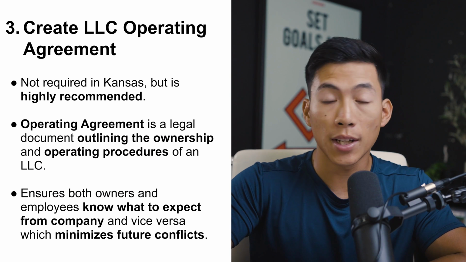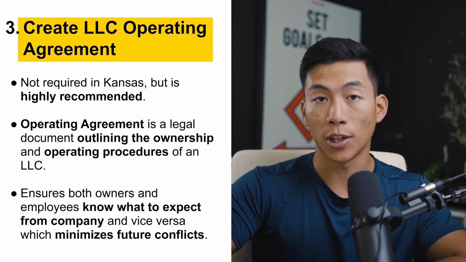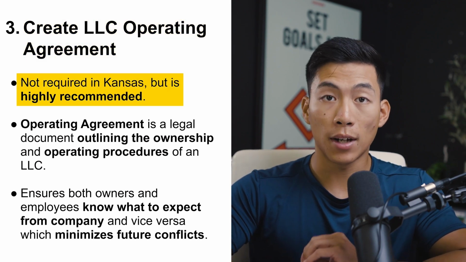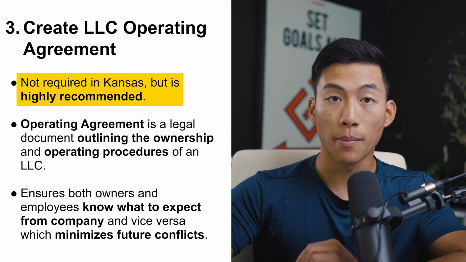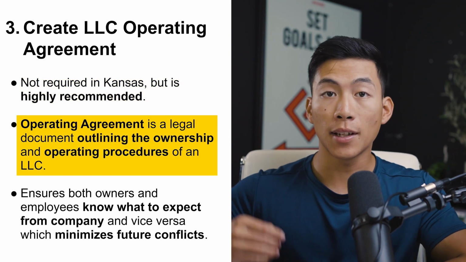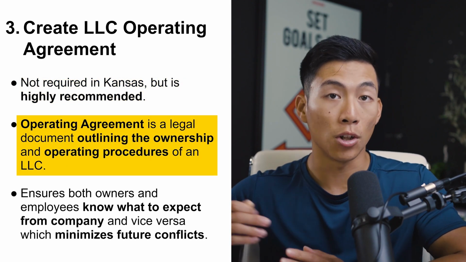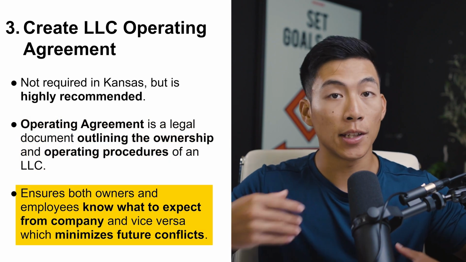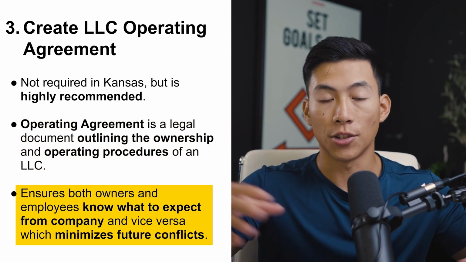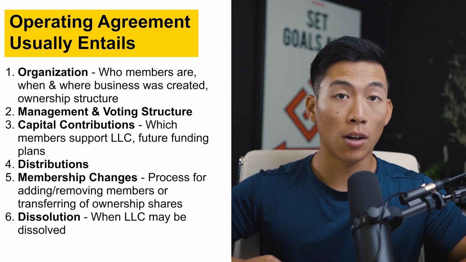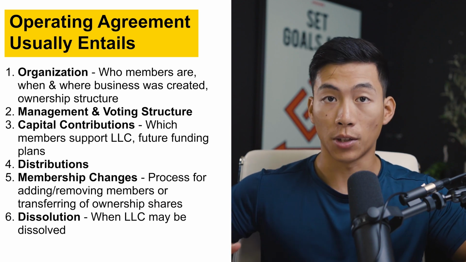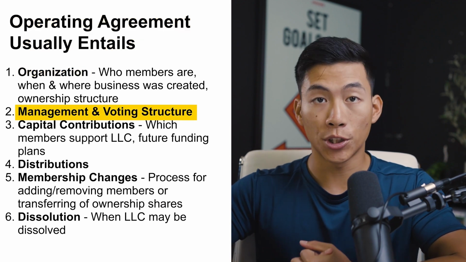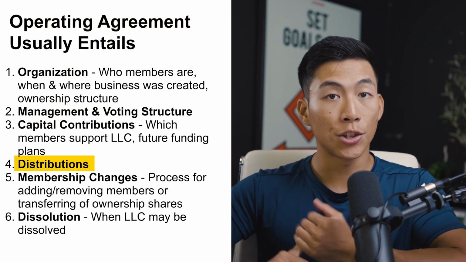Okay, now step number three is to create an operating agreement for your LLC. Now, although this isn't required in the state of Kansas, it is highly recommended for all business owners. This is basically a legal document that has all the ownership and legal procedures within the business. That way, both the owners and the employees know what to expect from each other and there's no conflict in the future.